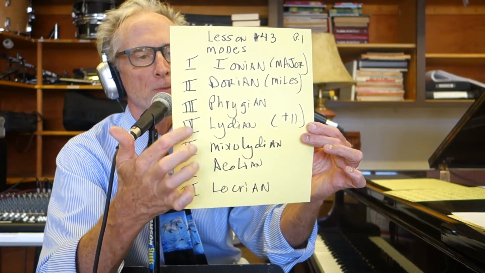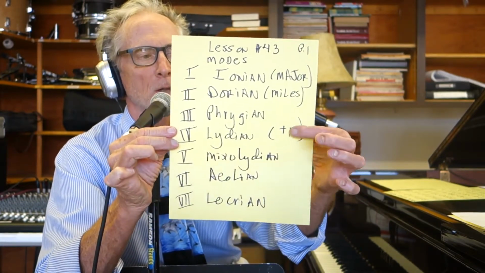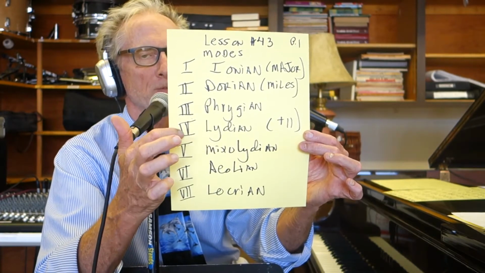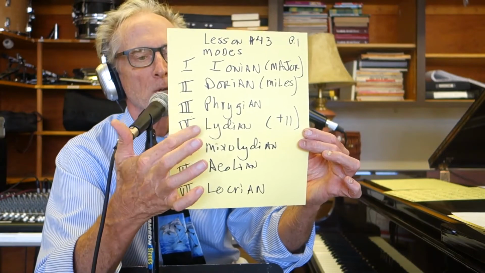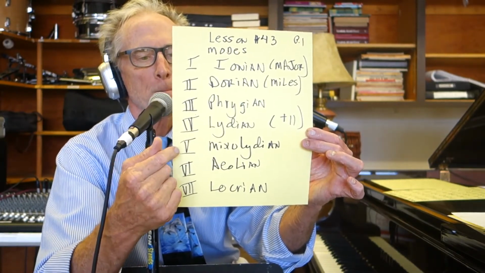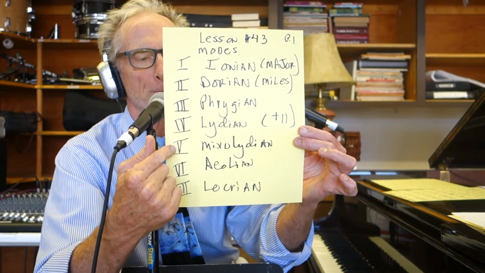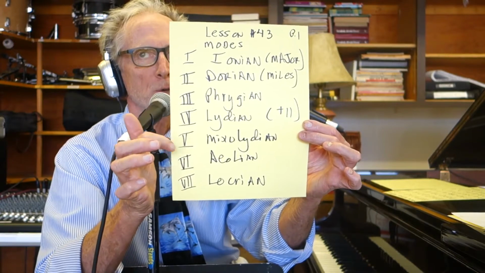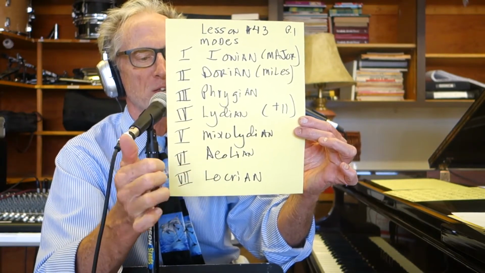Okay, now, number four, Lydian. Lydian's a big deal, plus 11. All right? And we'll talk about that as we go. That's a very important one. They're all important. Lots of jazz and cool pop stuff uses Lydian. All right, Mixolydian. That's your fifth mode. Okay, number six, Aeolian. Now, we've conquered that in relative minor. That's the same as Aeolian.